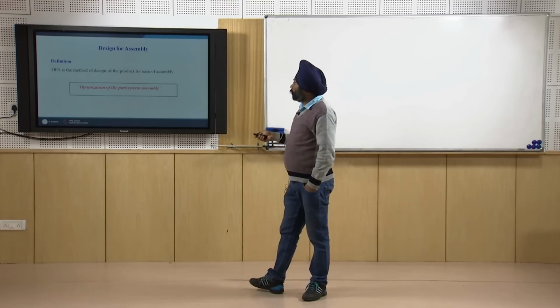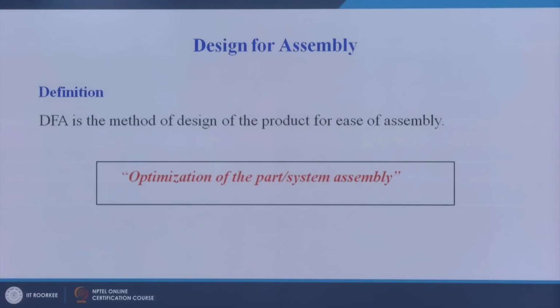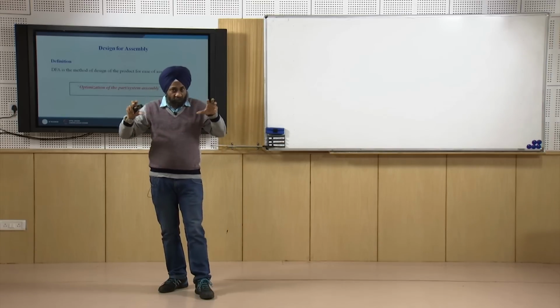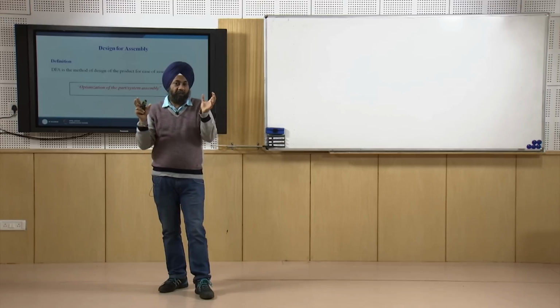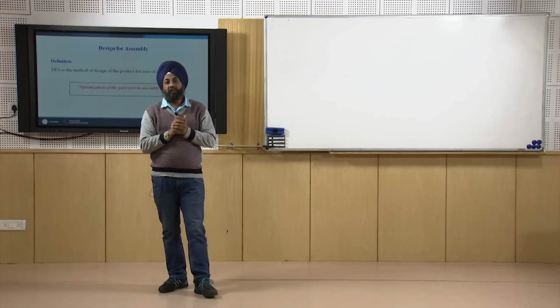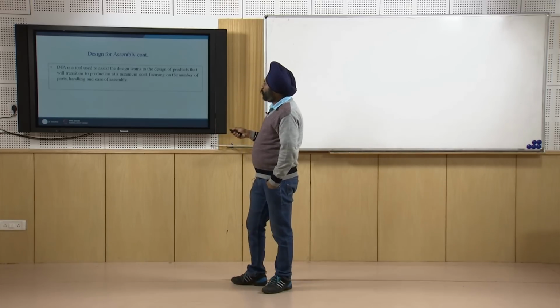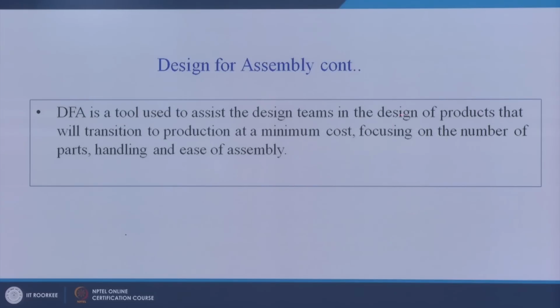So optimization of the part or system assembly. We will try to see how many parts we can eliminate and make our assembly process simpler. So quickly let us see. DFA is a tool used to assist the design teams in the design of products that will transition to production at a minimum cost, focusing on the number of parts, handling and ease of assembly.